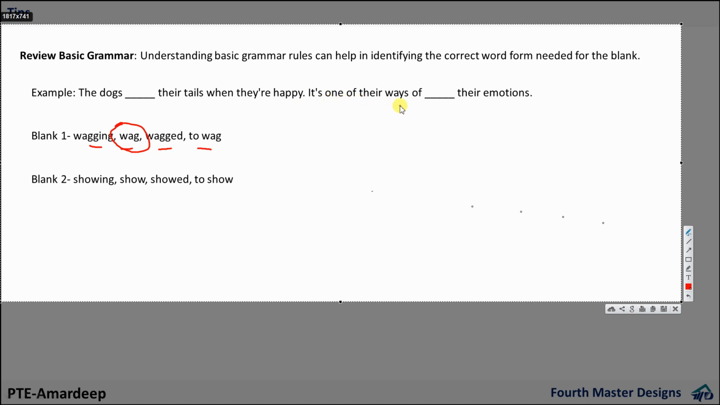It's one of their ways of dash their emotions. Of show, no way. Of showed, no way. They are talking about present simple. Of and to, no way. I can eliminate these. Of showing. With of, what will you do? You will go with showing only.